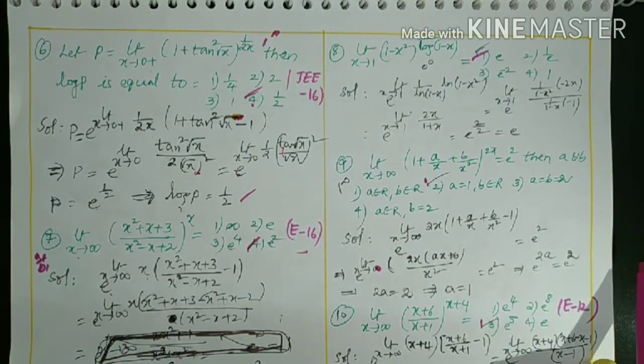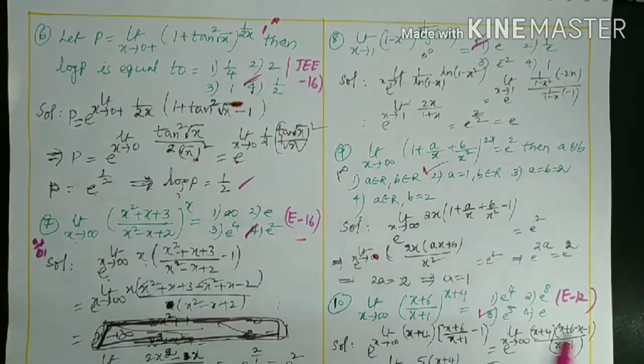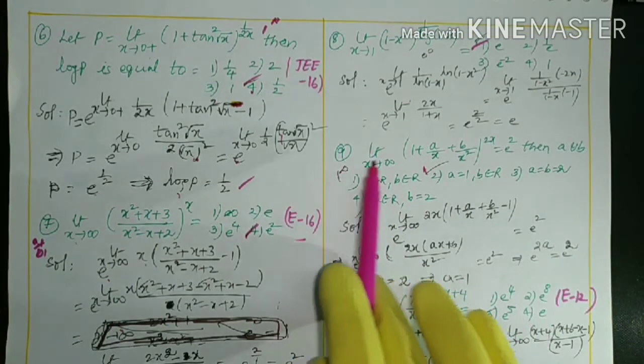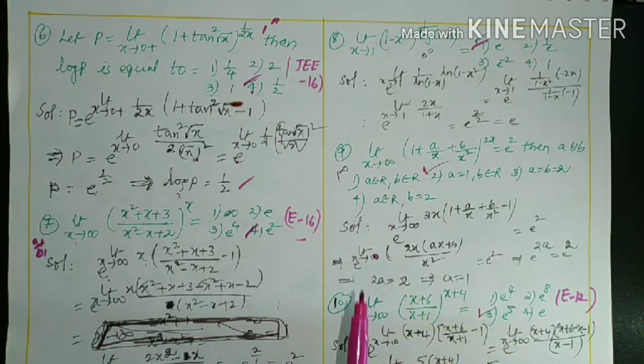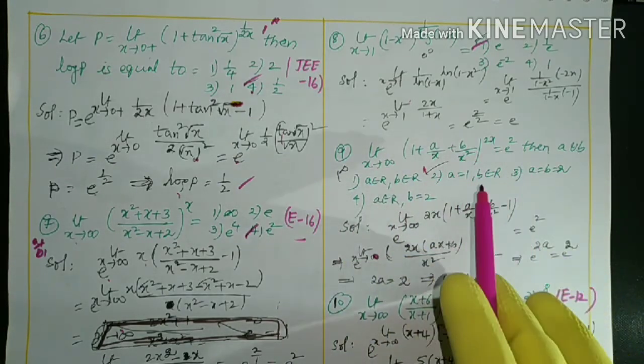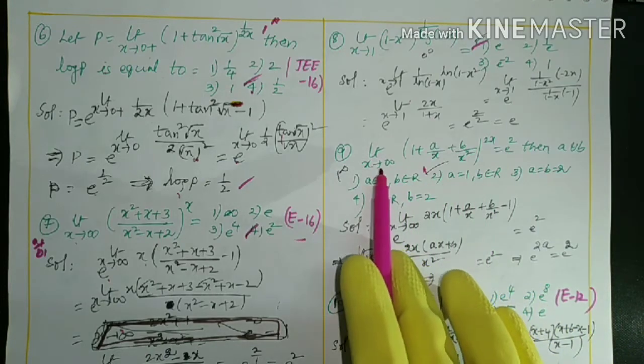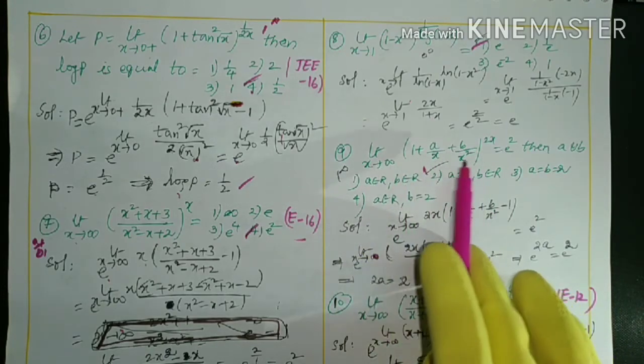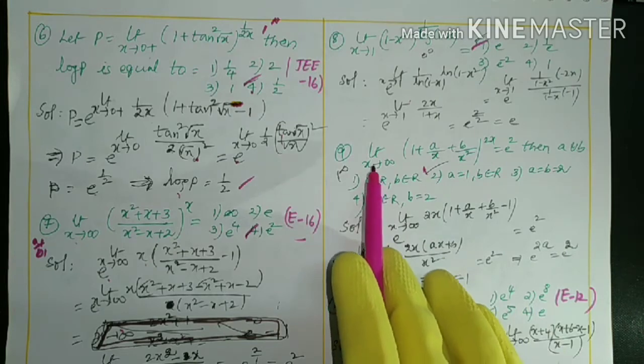Now come to the next question, the 9th question. In this 9th question, sometimes we are given some data and asked for some unknown values. In this given data, we will see now what unknown values are being asked.